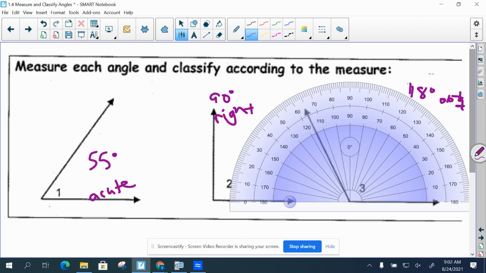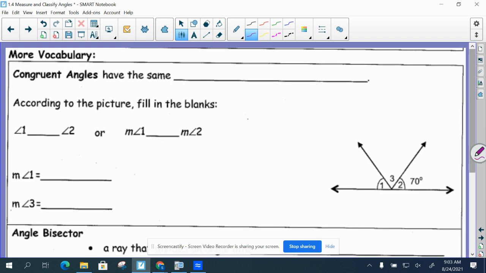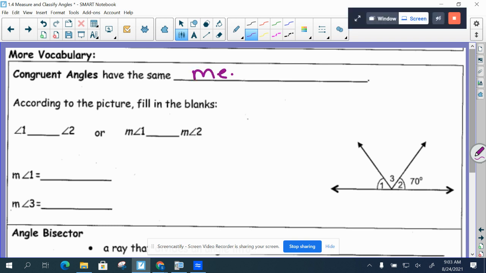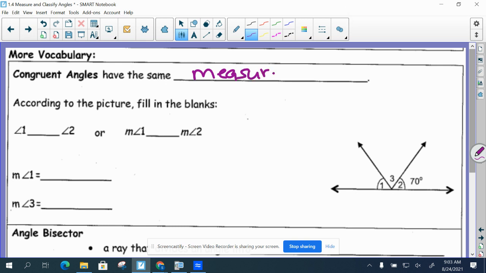so let's move on to the second part of that page. Congruent angles have the same, any guesses? Same measure. Yes, the same measure in degrees. According to the picture, fill in the blanks.